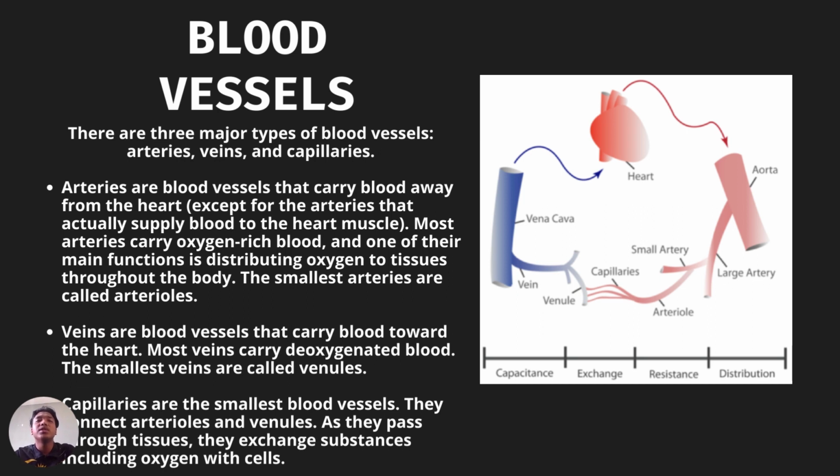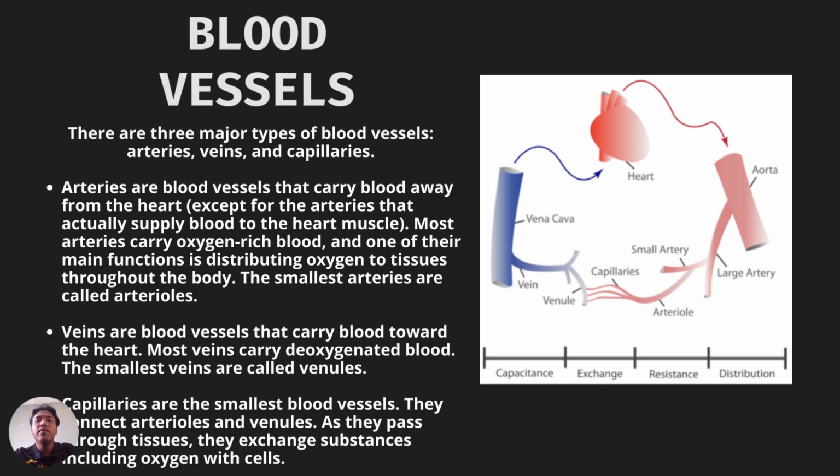Next is veins. Veins are blood vessels that carry blood towards the heart. Most veins carry deoxygenated blood. The smallest veins are called venules. Last one is capillaries, the smallest blood vessels. They connect arterioles and venules as they pass through tissue. They exchange substances, including oxygen, with cells.